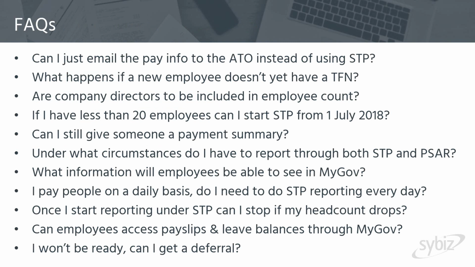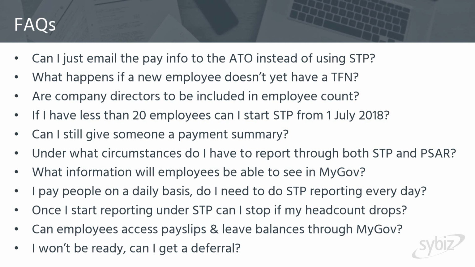And in terms of some of the questions that came through in the registration process for these webinars, some people asked whether they can just do a month-to-date report and email that through to the ATO, or do an EMP dupe every month and email that through to the ATO instead of using the STP reporting. The short answer is no. You do need to use the proper reporting process.